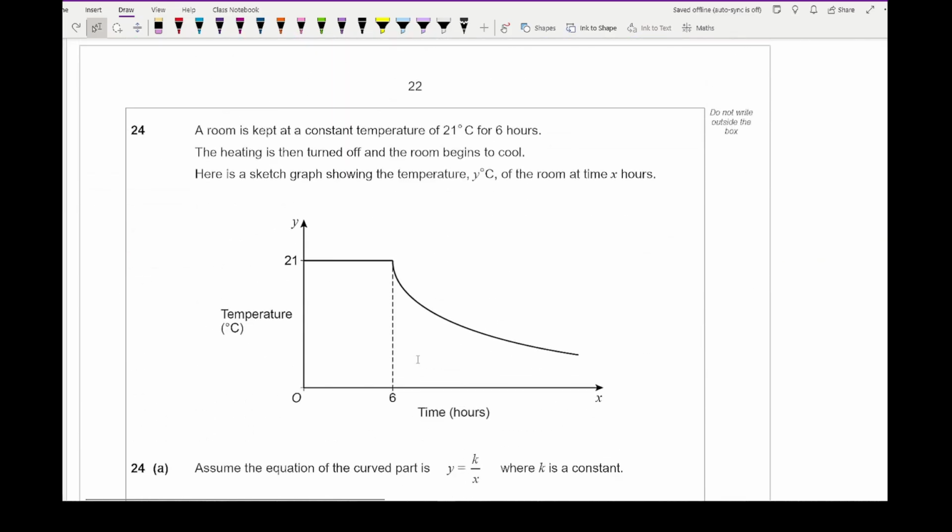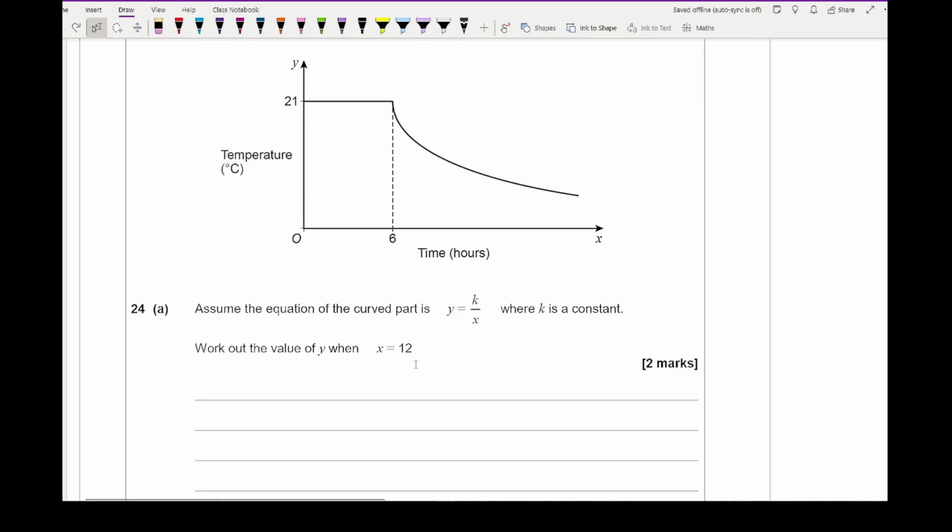Moving on to question 24, it says a room is kept at a constant temperature of 21 degrees Celsius for 6 hours. The heating is then turned off and the room begins to cool. Here is a sketch graph showing the temperature of y degrees Celsius of the room at time x hours. And for 24a, assume that the equation of the curved part is y equals k over x, where k is a constant, and the question is asking us to work out the value of y when x equals 12.